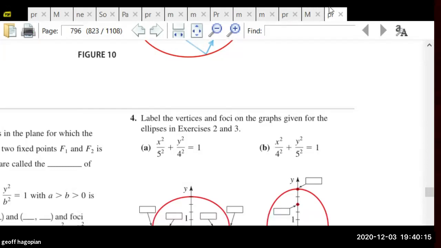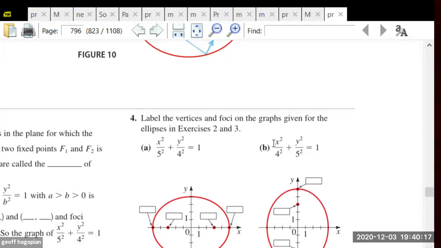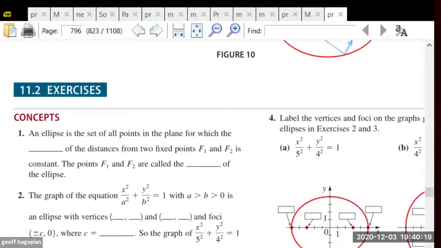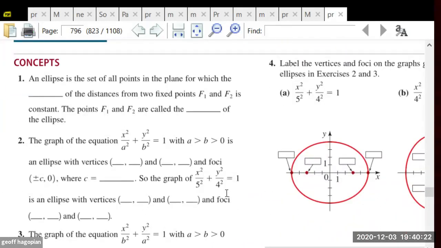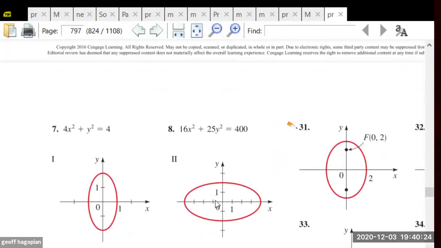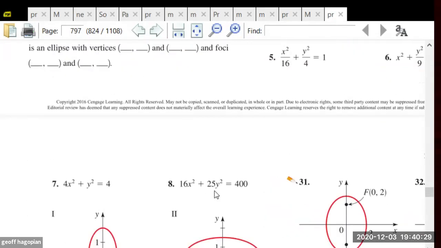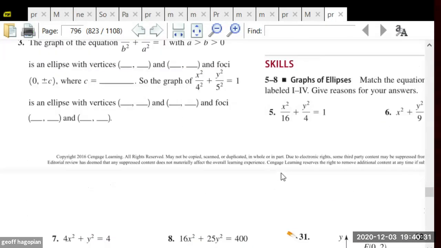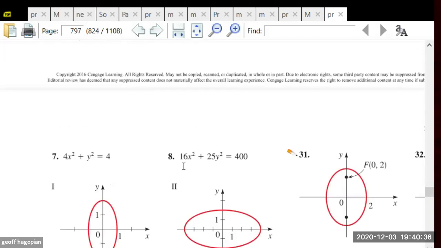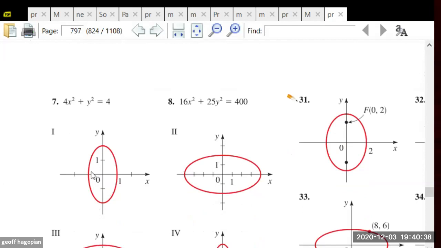Let's see, can I move this up? Okay. What do they say in these first few ones here? Okay, it's over here. Graphs of ellipses. Match the equation with the ellipse in question, right? So how about this one? What can we say? That the major axis looks to be about, well, 1 point something.